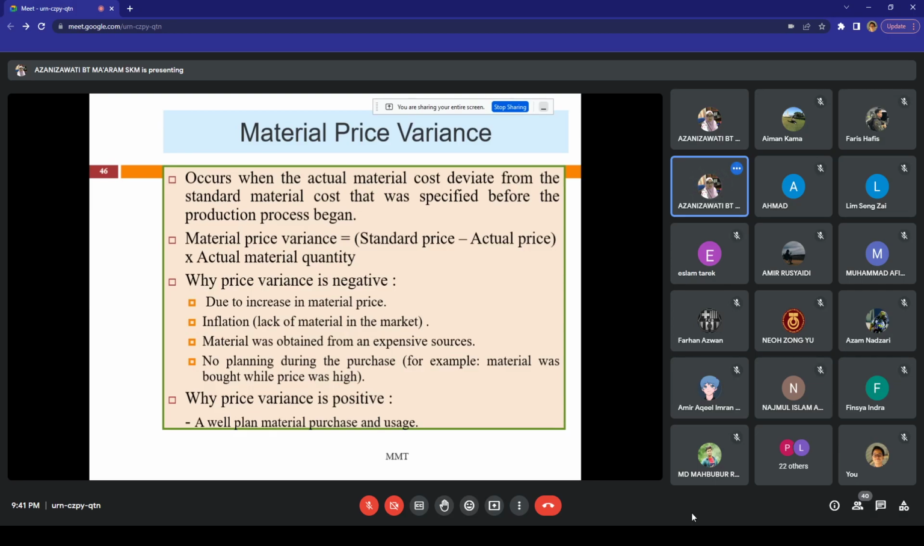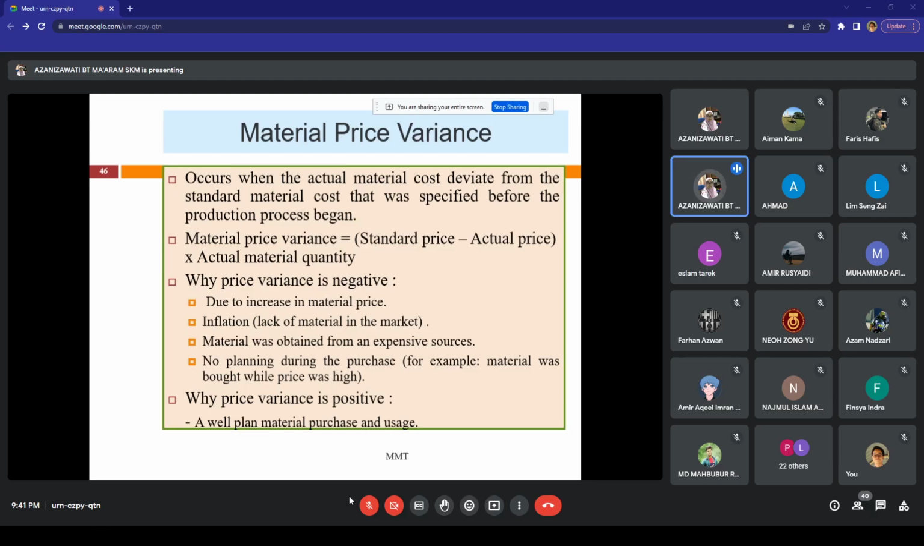Alright, so why is price variance negative? This is due to an increase in material price. So there is inflation, or a lack of material in the market. Sometimes if the material is very low in the market, therefore the price will be higher.